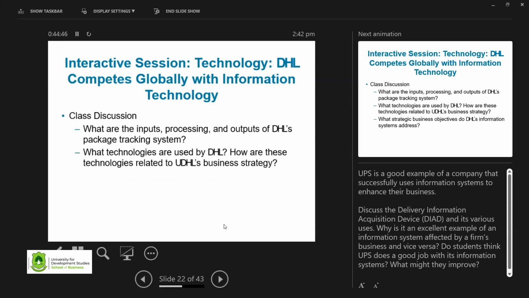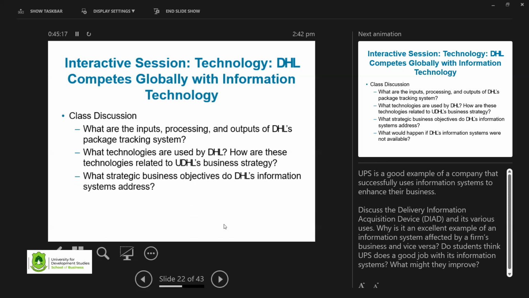Then what technologies are used by DHL? What technologies do you think they are using? Yes. Apart from the software, they have customized software. The DHL tracking software. Yes. They have barcode scanners or readers. Yes. They also have those tablets that you would use to sign, take your details. If it's a sophisticated office, they may take your biometrics, fingerprints or something.